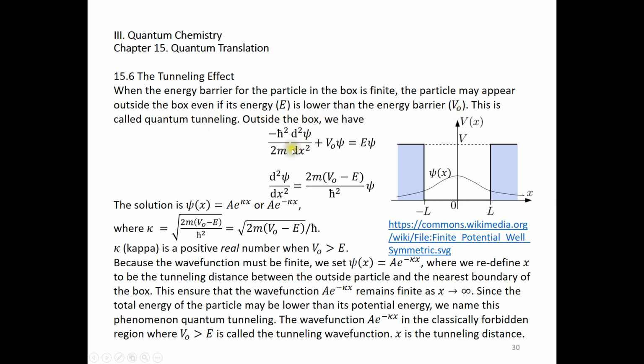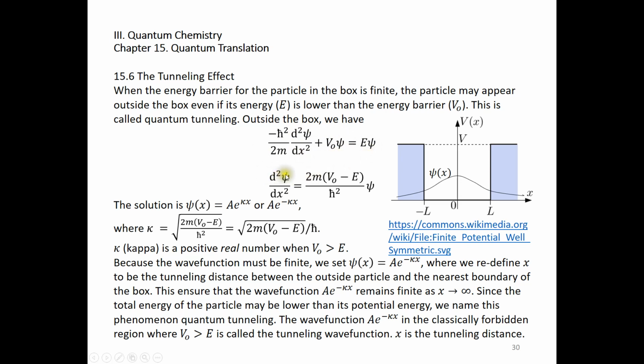Outside the box, we have the shown equation. Over here, we have the kinetic energy operator applied to psi. This is the potential energy applied to psi. The sum is H psi. H psi equals E psi. Now we can solve this differential equation.